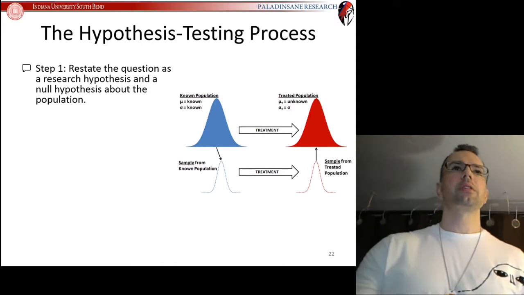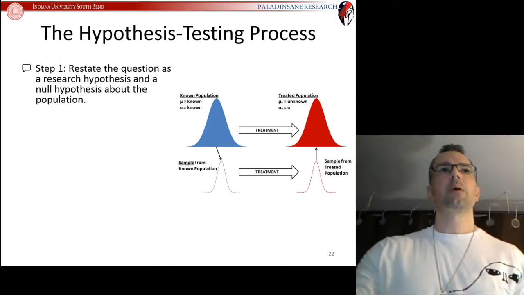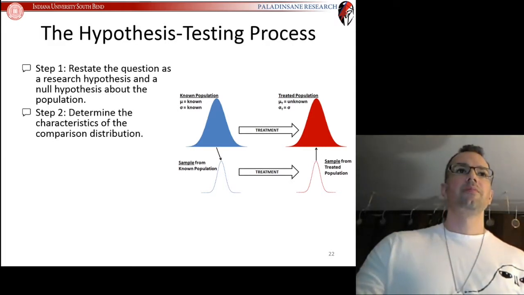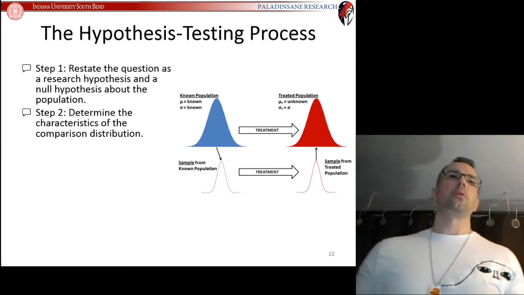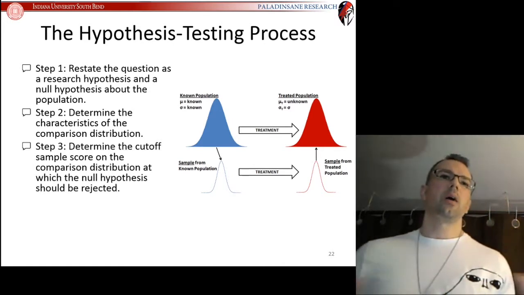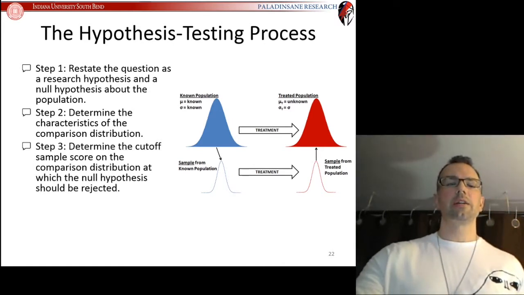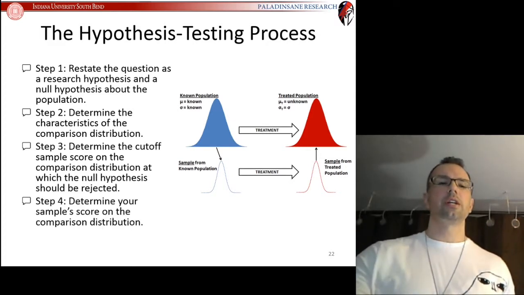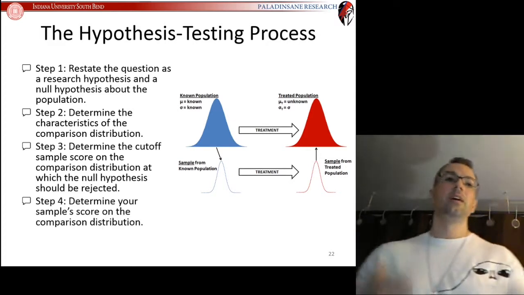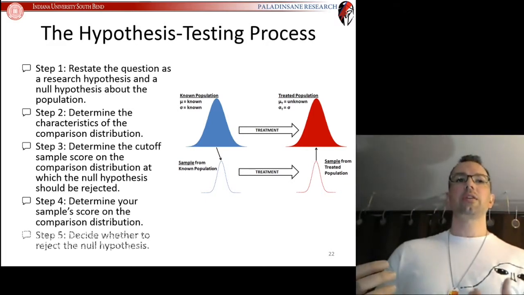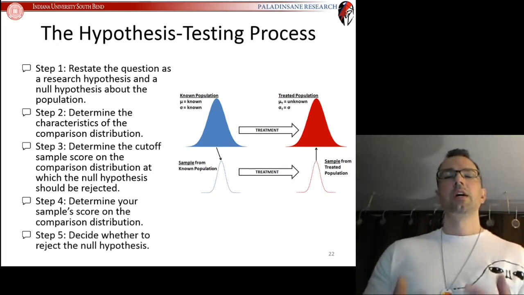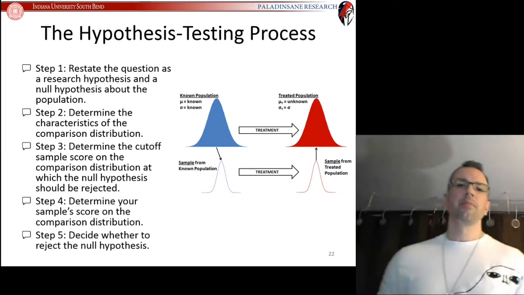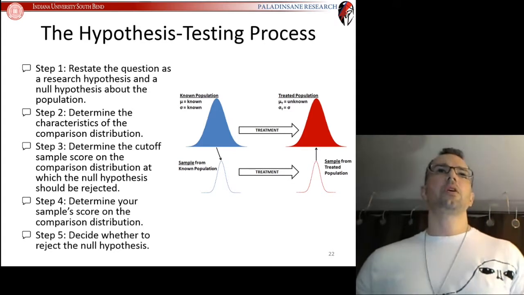Step number 1, restate the question as a research hypothesis and a null hypothesis about the population. Step number 2, determine the characteristics of the comparison distribution. Step number 3, determine the cutoff sample score of the comparison distribution at which the null hypothesis should be rejected. Step number 4, determine your sample score on the comparison distribution. And then finally, step number 5, you make your decision whether to reject or accept the null hypothesis. So these are the 5 steps. Let's start taking a look at them in a little bit more detail.